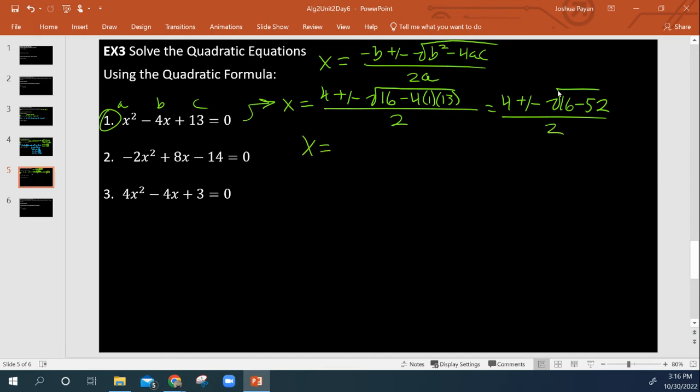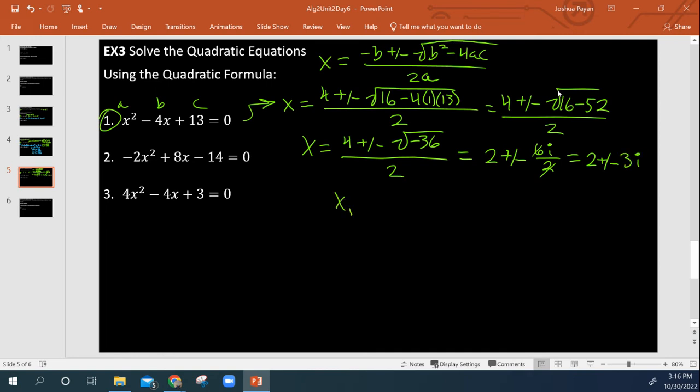Okay, so now we've got x equals 4 plus or minus the square root of -36, all of that divided by 2. So we really have, if we split this up, 4 over 2 is 2, plus or minus we would have 6i, also over 2, right? And of course that can reduce. So we really have 2 plus or minus 3i. So x1 would be 2 plus 3i. x2 would be 2 minus 3i.